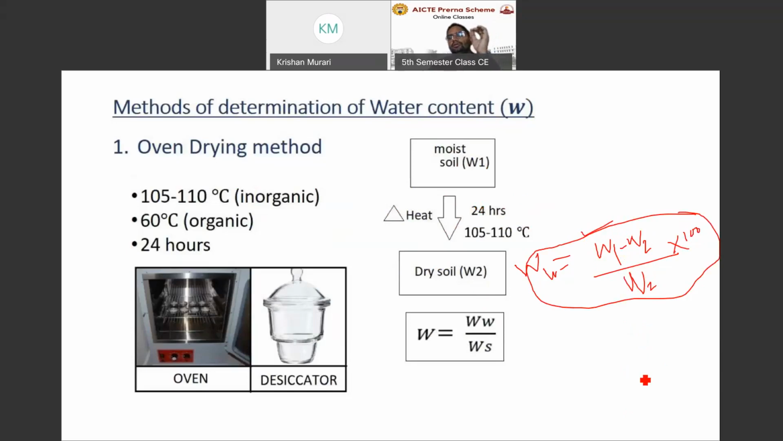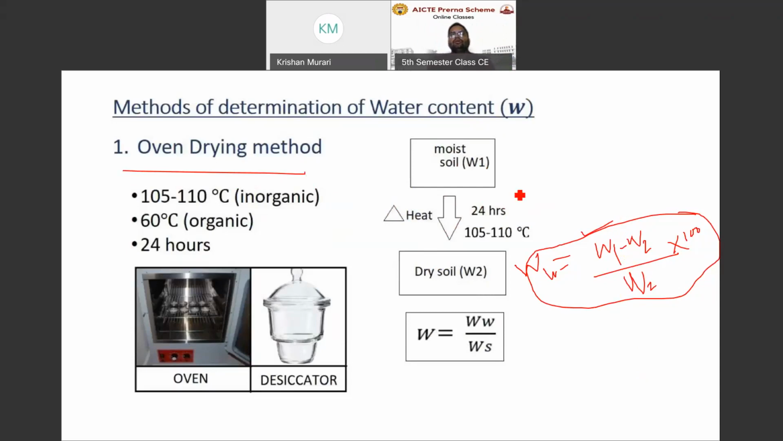That method is also a laboratory method. If any question asks you what is the most accurate method of determining the water content, that method is the oven dry method. How to calculate? Firstly, take the soil sample and weigh it. Let us assume that weight is W1. Then the sample is put in the oven for 24 hours, maintaining the temperature at 105 to 110 degrees Celsius. After 24 hours, the soil is weighed again, and let us assume that weight is W2.